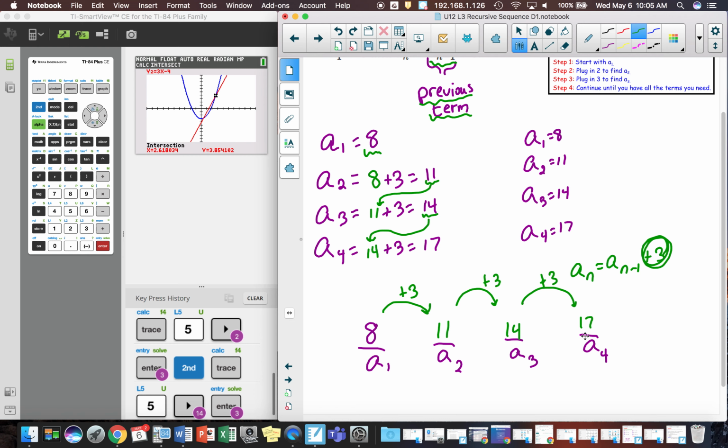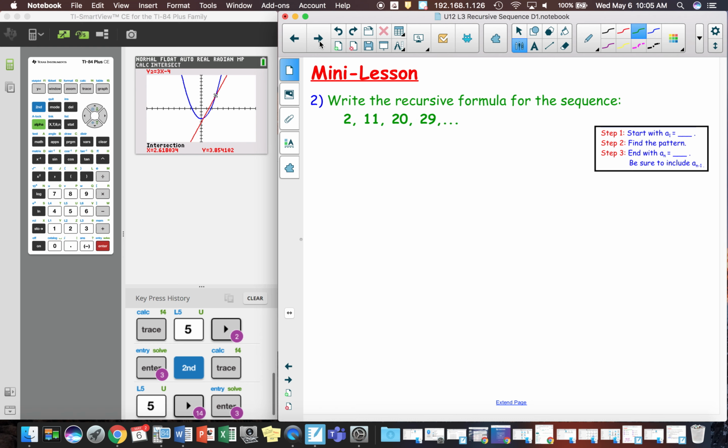Whichever way you like to complete these problems, it's up to you. Both of them will always work for these types of problems, but I personally like this bottom one a little bit more, only because it's graphical and I can see it better. Okay? So let's move on.